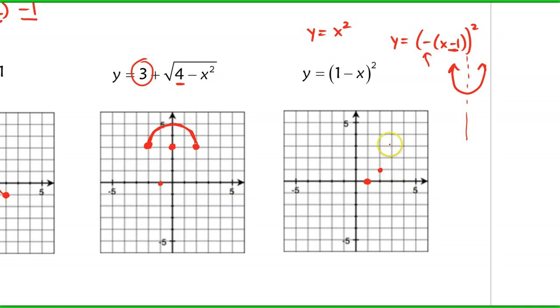And I have points at 2, 4. Let's see, or sorry, 3, 4 that was. And then here and up here. Okay, so that's the graph of this guy.